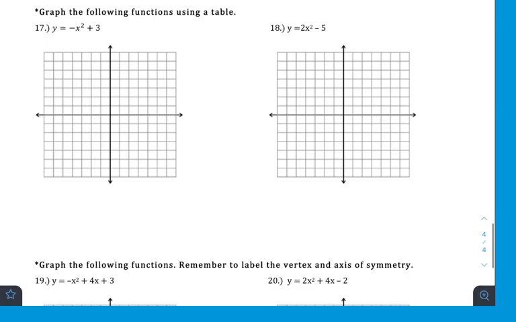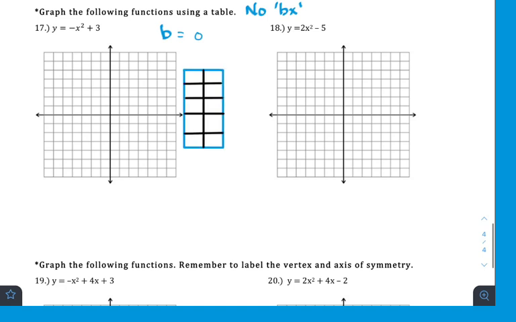All right, graphing. 17 and 18 are both equations that have no bx to them, so we know that the b value in the vertex, negative b over 2a, is going to be 0. Therefore, they always start at 0 on these, right? And then I substitute 0 into the equation, and I just get 3. I do points that are bigger, points that are smaller, and I solve for whatever those values of x are because it says y equals.